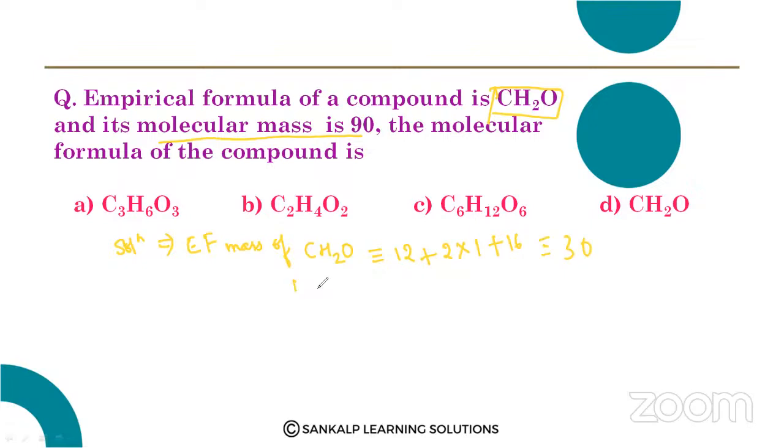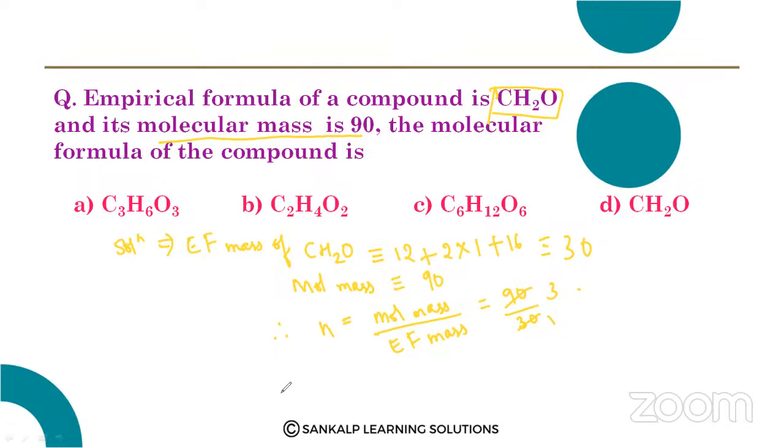And then we have the molecular mass. How much have they given as the molecular mass? It is 90. So how to calculate? N is equal to molecular mass divided by empirical formula mass. So 90 divided by 30 gives you the common factor, which we got as 3.